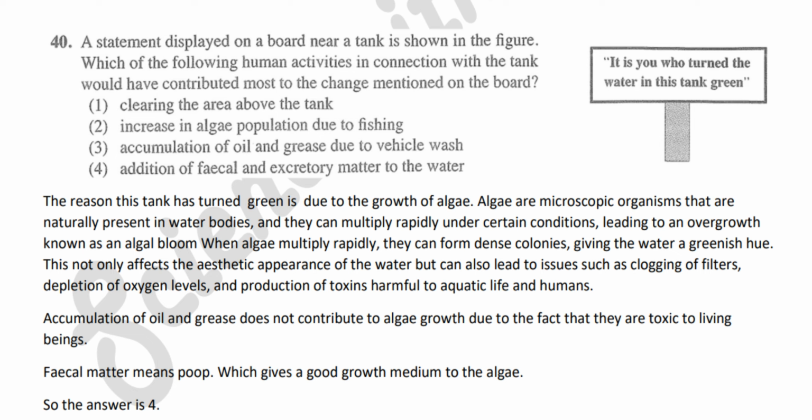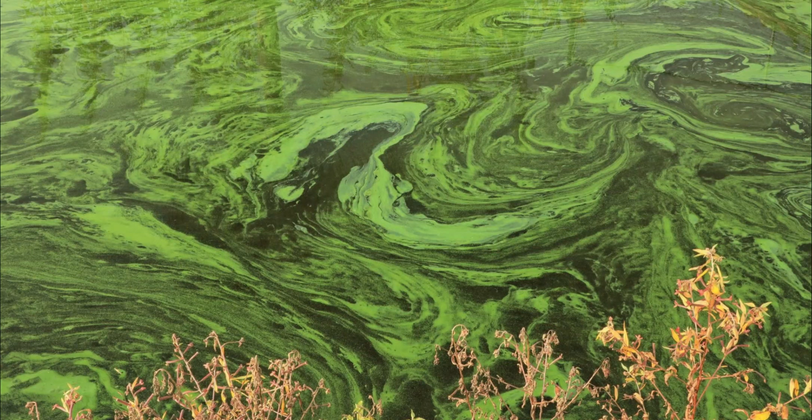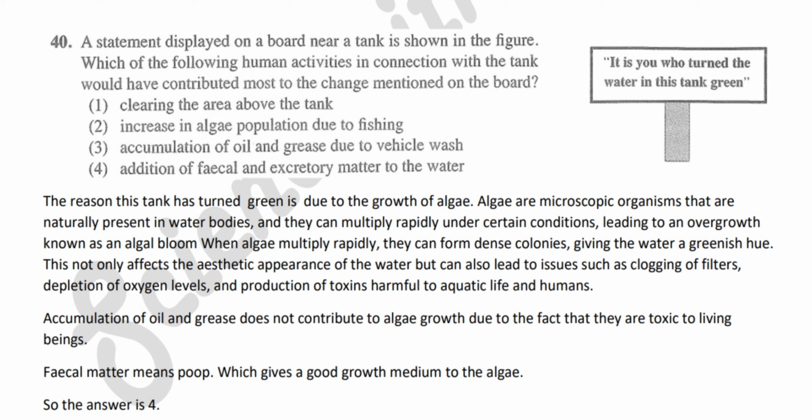So, the reason this tank has turned green is due to the growth of algae. Algae are microscopic organisms that are naturally present in water bodies, and they can multiply rapidly under certain conditions, leading to an overgrowth known as an algal bloom. When algae multiply rapidly, they can form dense colonies, giving the water a greenish hue. This not only affects the aesthetic appearance of the water, but can also lead to issues such as clogging of filters, depletion of oxygen levels, and the production of toxins harmful to aquatic life and humans.